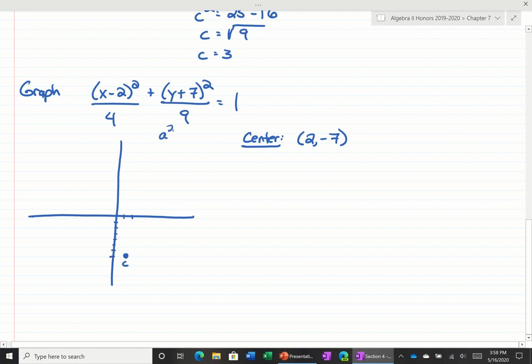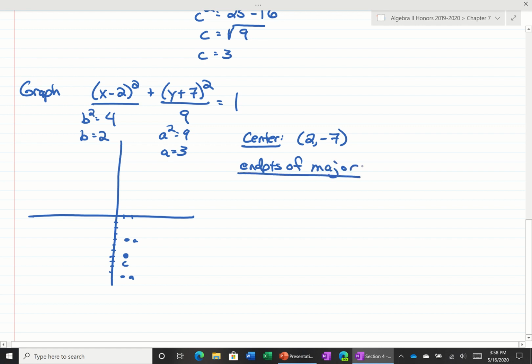And our a squared is 9, which means the a value is 3. B squared is 4, which means our b value is 2. So because it's vertical, we're going to be going up 3. 1, 2, 3. We're going to be going down 3. And those represent the endpoints of the major.